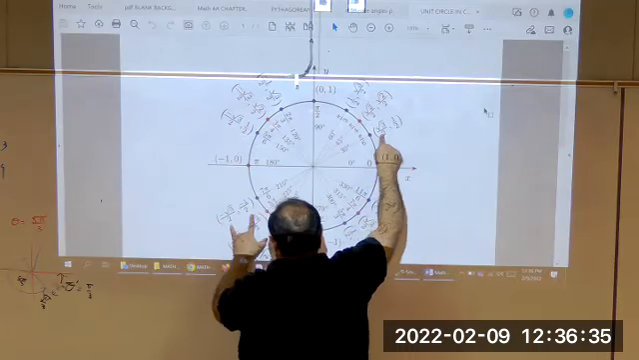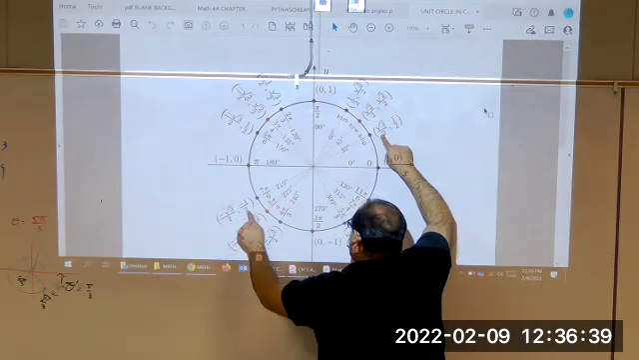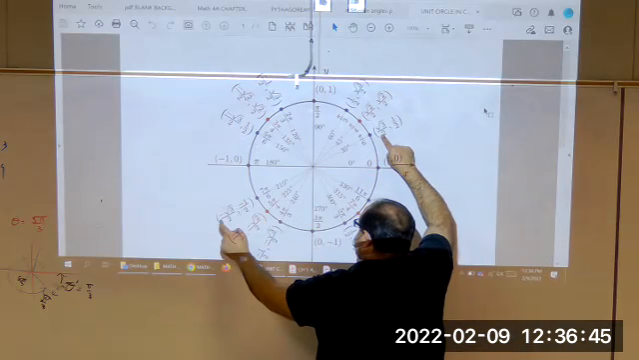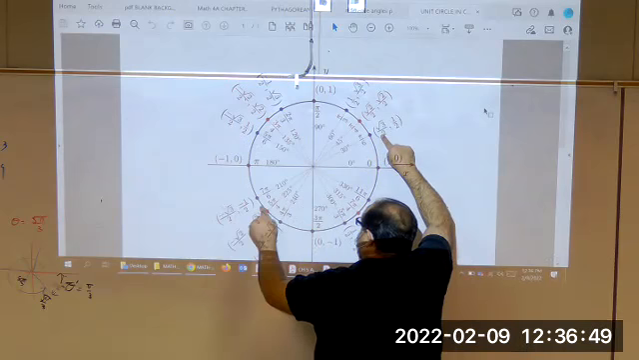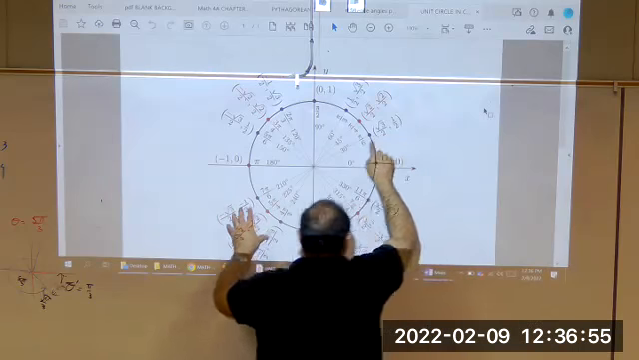In quadrant 3, they're both negative. So sine is dependent on the y's, so the y's negative, sine's going to be negative. Cosine is dependent on x's, since x is negative, cosine is negative. Tangent is y over x, negative over negative. In quadrant 3, you're going to get a positive for tangent.